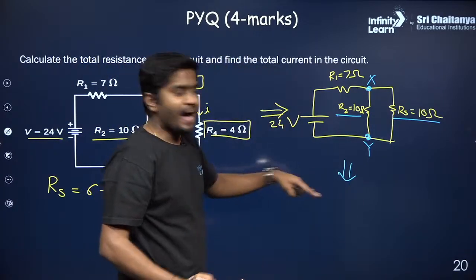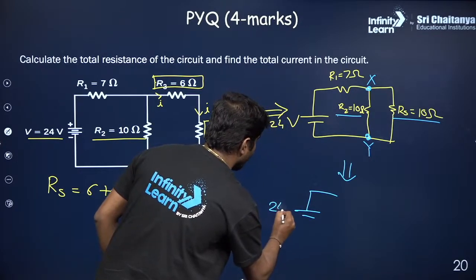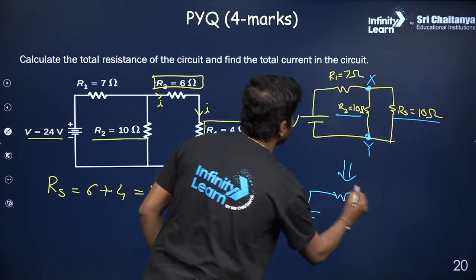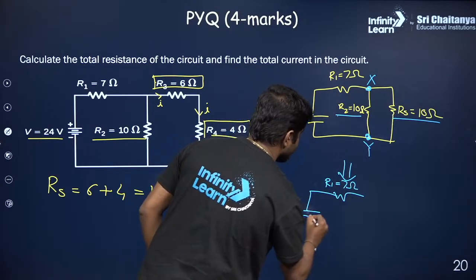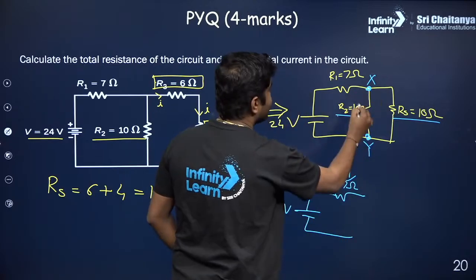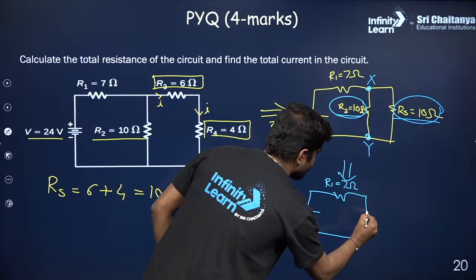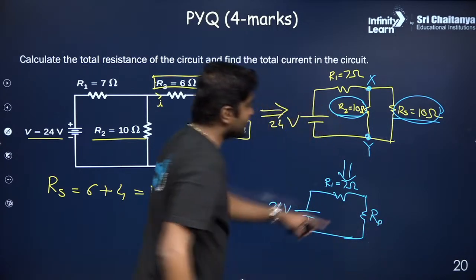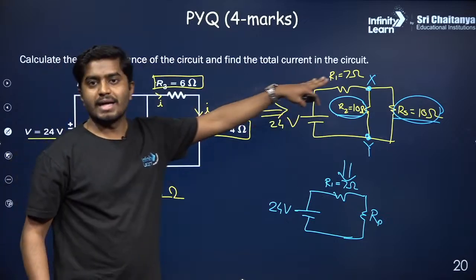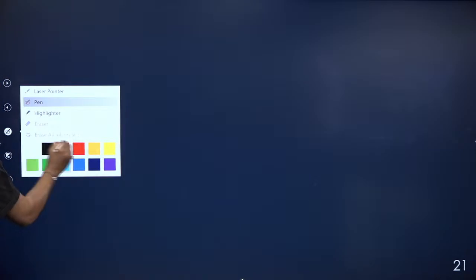Everything else I'll keep as it is. So here we have the battery which is 24 volts. Then we have R1 which is 7 ohms. Then for these two, R2 and RS, I'll draw just RP. There is an equivalent resistance for R2 and RS. So let's solve it on the next page.